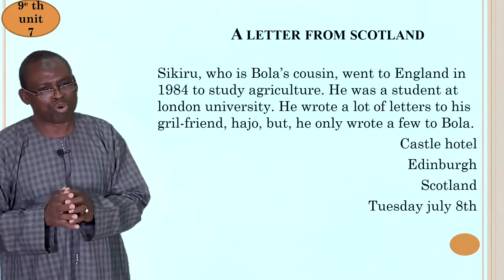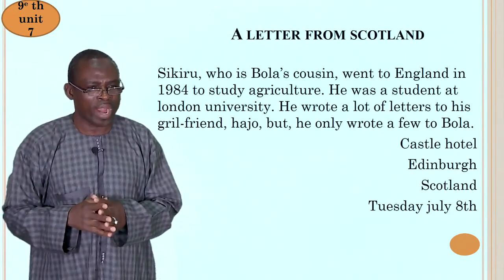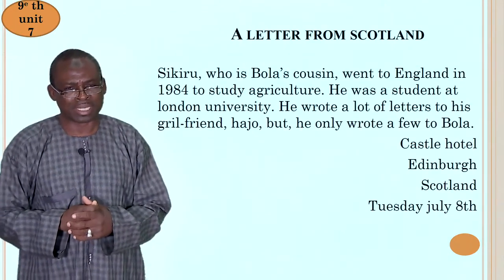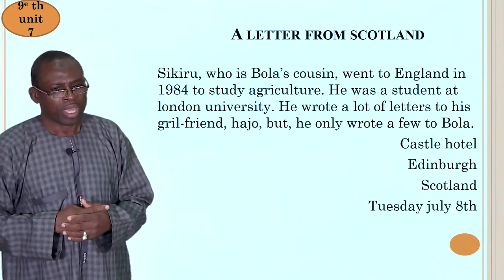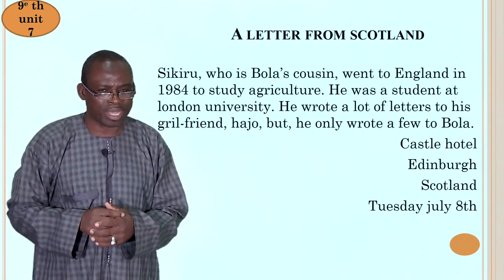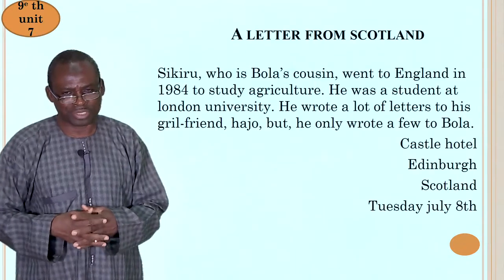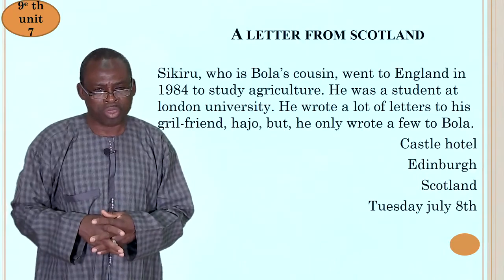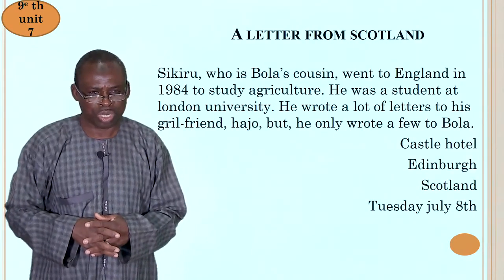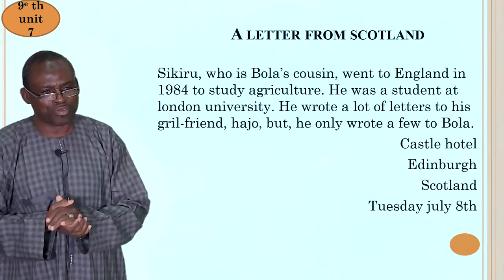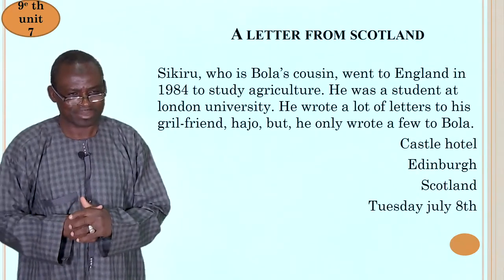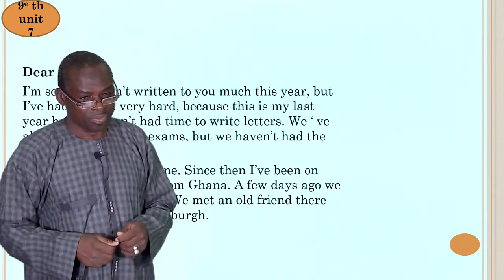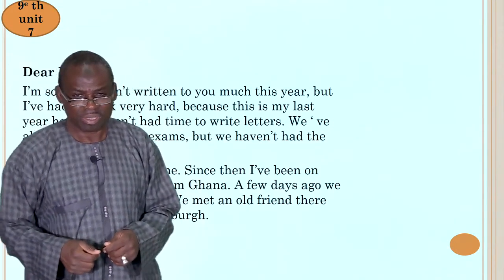Sikiru, who is Bola's cousin, went to England in 1984 to study agriculture. He was a student at London University. He wrote a lot of letters to his girlfriend Hajo, but he only wrote a few to Bola. Okay? So, next, this is the letter.